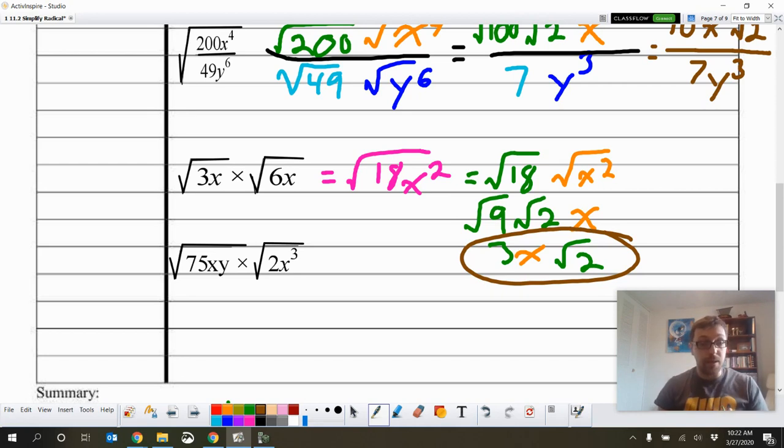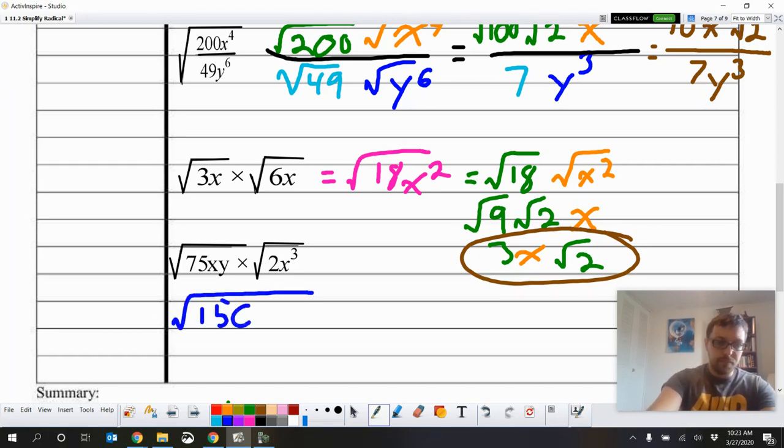Next one. So again, the 75 we could simplify a little bit, but I wouldn't recommend it because we're just going to have to combine it with the 2 in a little bit. So let's just put them together right away. So 75 times 2 is 150. x times x cubed is going to get us x to the 4th. And then we got a regular old y.